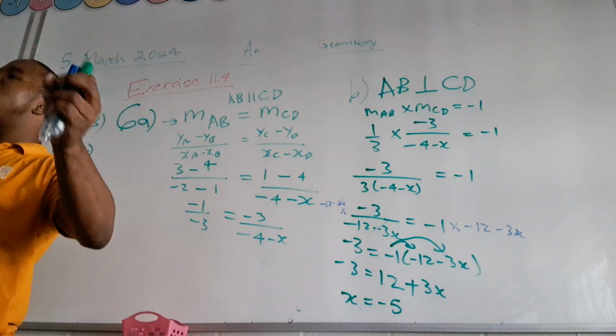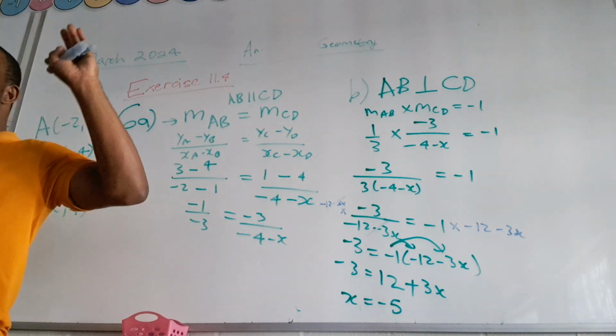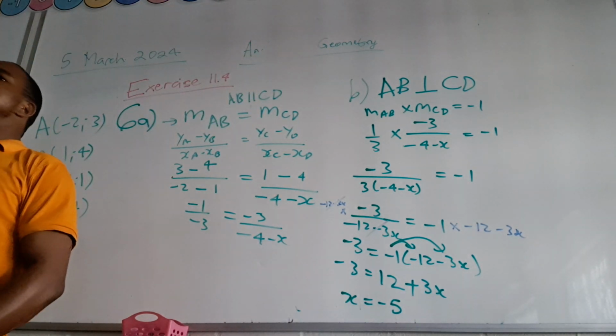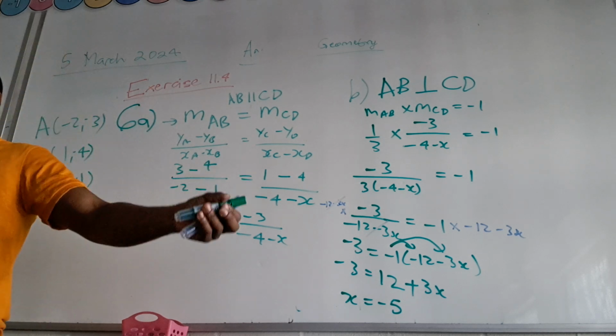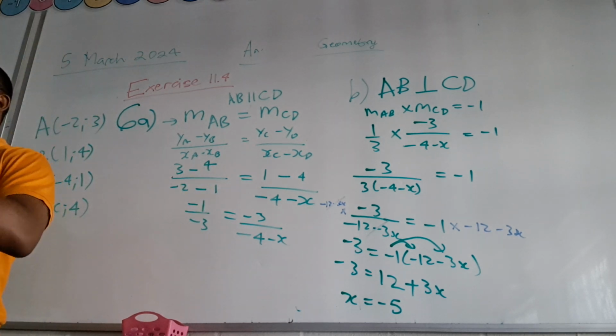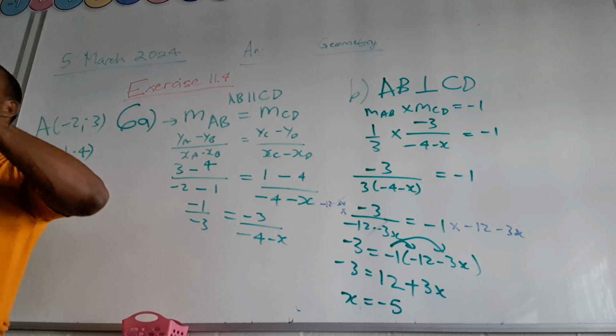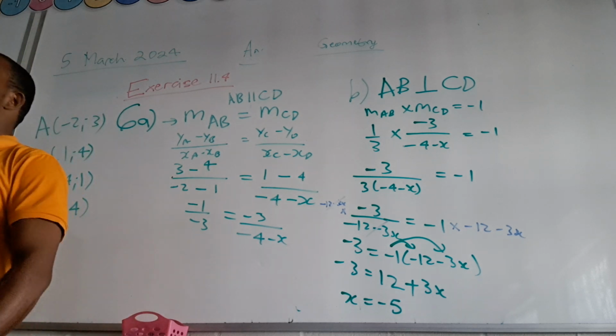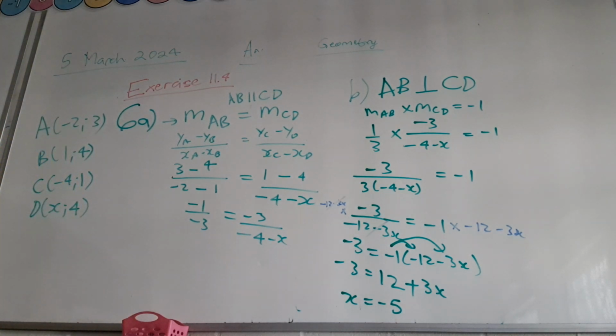So what do you know? Distance formula is the length between any 2 points, right? Midpoint is the center, the middle of the line. Basically, the coordinate between 2 points, or the middle of any line. And then the gradient is for parallel or perpendicular. Parallel means gradients are the same. Perpendicular means the product of the gradients is negative 1.